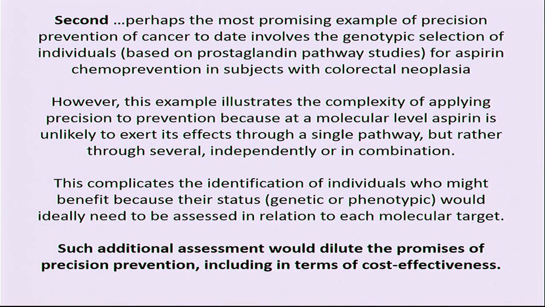However, there are multiple pathways there, not a single pathway, which means that we need to identify individuals who do not have a single characteristic. That would be very easy, but that corresponds to the precision prevention assumption. We need additional assessments just because the pathways are multiple, and this dilutes the promises of primary prevention, including in terms of cost effectiveness.